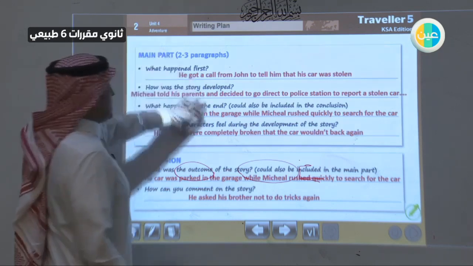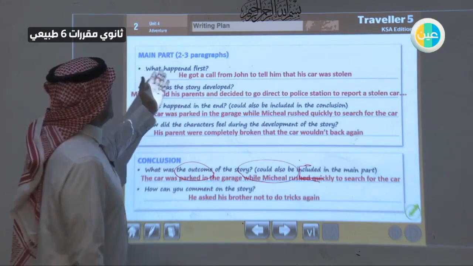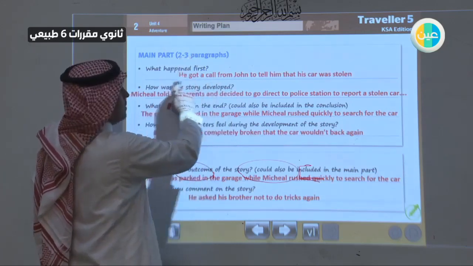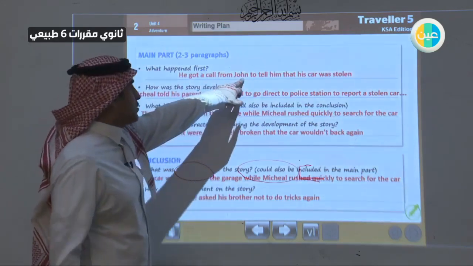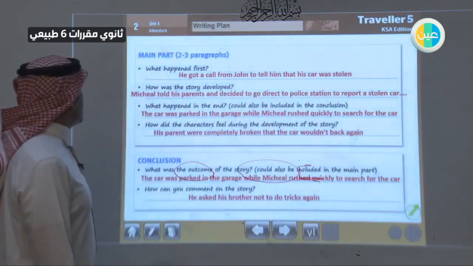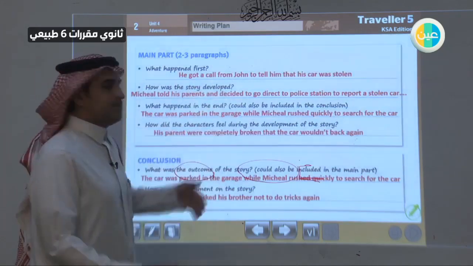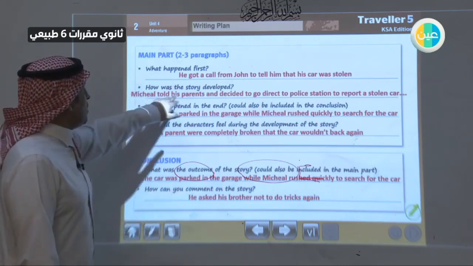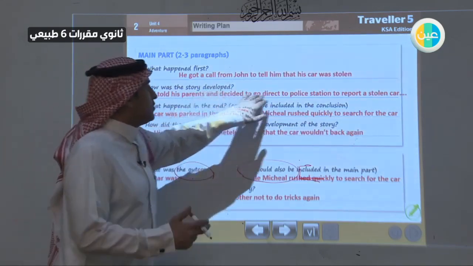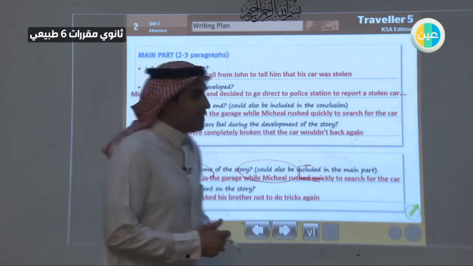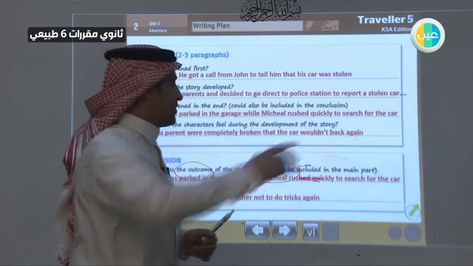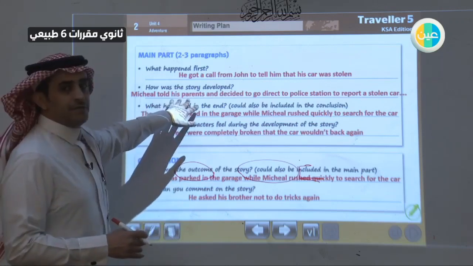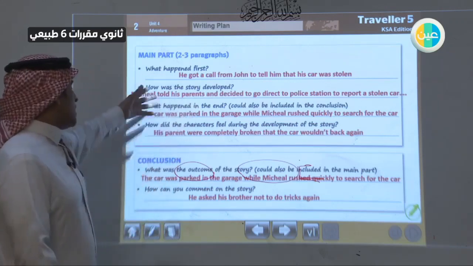In the main part, I try to explain the story. First, what had happened at first. Michael got a call from his brother John to tell him that the car was stolen. How was the story developed? Now, I will give you the sequence of events. Michael told his parents and decided to go directly to the police station to report a stolen car, and so on. Give me the development of the story. This is not enough. You need more than 2-3 sentences to complete your story.